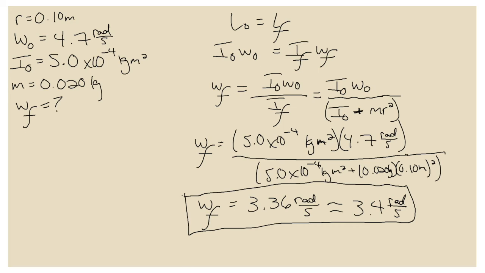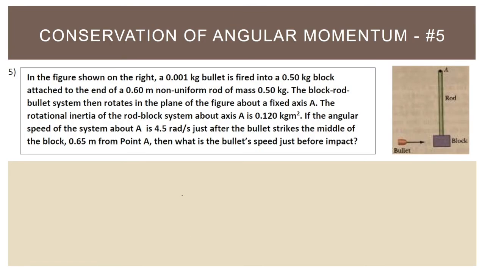And that brings us to number 5. Number 5 here says, in the figure shown on the right, a 0.001 kilogram bullet is fired into a 0.50 kilogram block attached to the end of a 0.60 meter non-uniform rod of mass 0.50 kilograms. Oh dear God. The block rod bullet system then rotates in the plane of the figure about a fixed axis A. The rotational inertia of the rod block system about axis A is 0.120 kilogram meters squared.